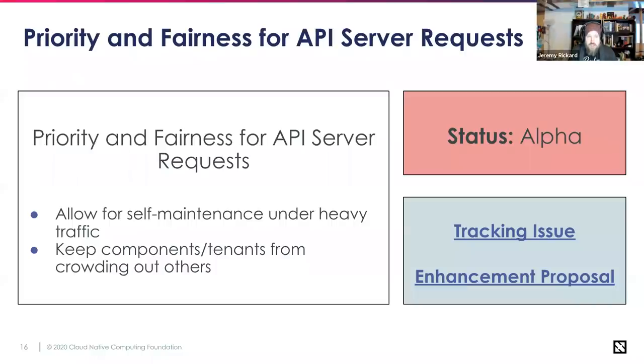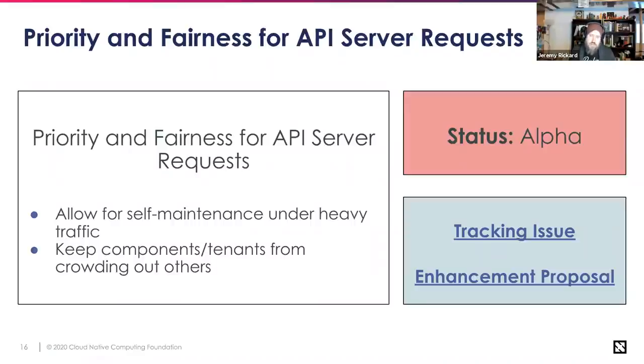Like we previously mentioned, priority and fairness for API server requests is one that came in. For each one of these items, when you get the slides later on, you can click through to the tracking issue and the enhancement proposal, or KEP, to see what's been proposed, what's been implemented so far, and what the plans are for each one of these things going forward. In the notes, we've also included blogs. Some of these features had dedicated blogs written for them. Some of them didn't. This one did. So in the speaker notes, you'll be able to find a nice overview of this feature.